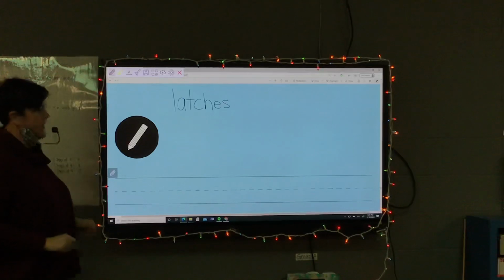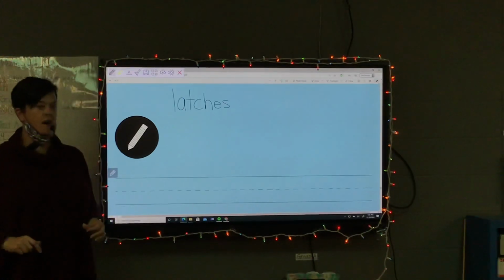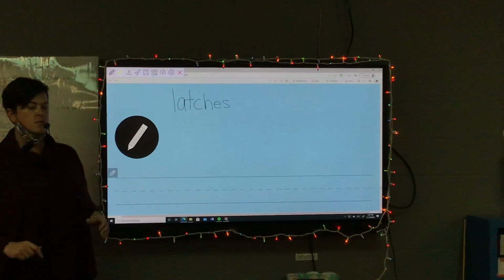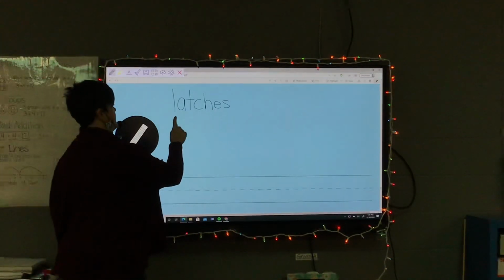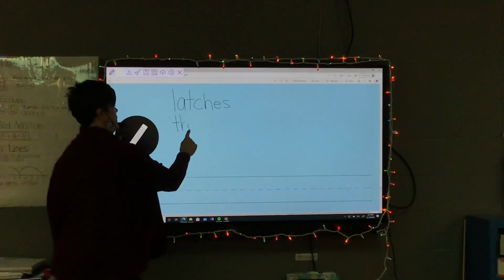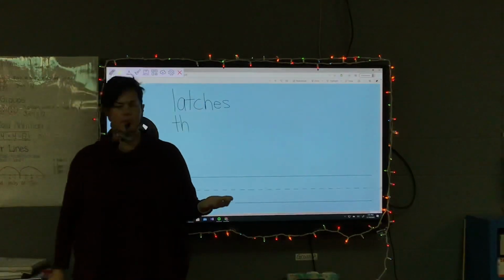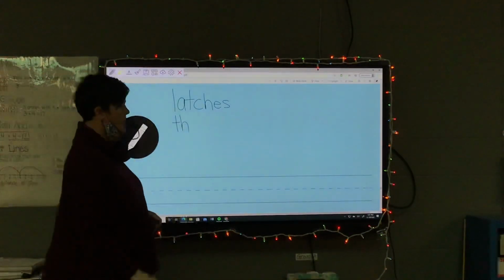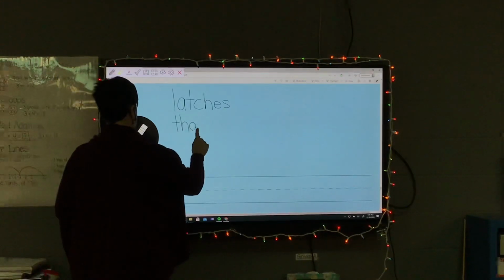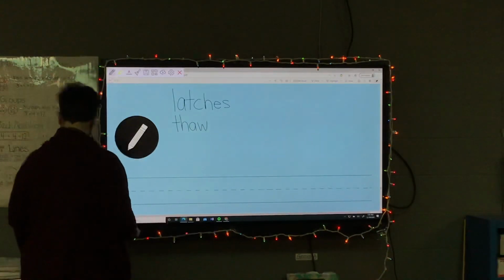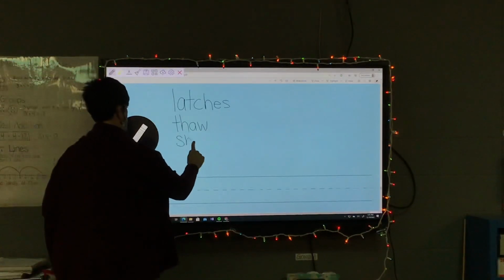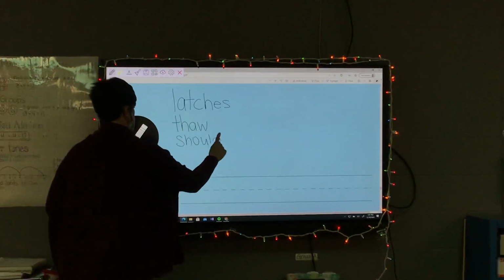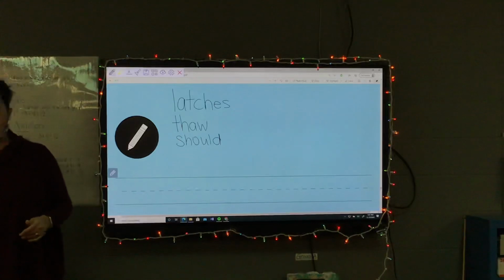After latches, you had the word thaw. So, what says th together? TH. How about the aw sound we've been talking about? AW. Sight word, should. You should know how to spell it. Double check yours.